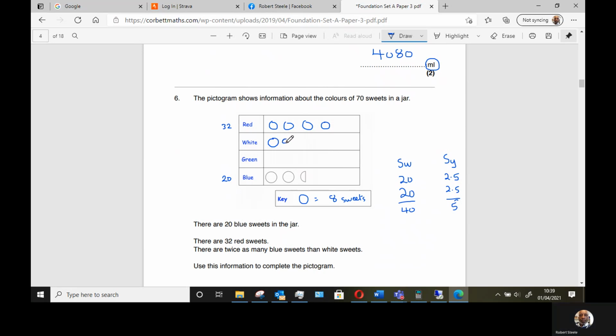Bit tricky, but that's my attempt to draw a quarter. If the whole circle is 8 sweets, then a quarter of a circle is 2 sweets. So there's my 10. So 20, 30, 62. There's 8 left. So that's 1 circle for green. And just a quick check, everything adds up.